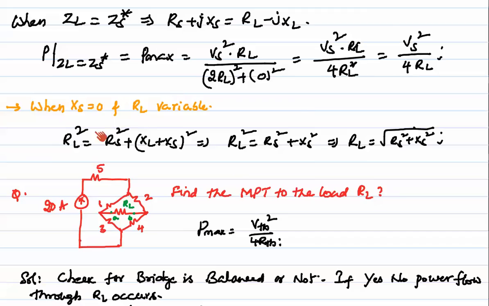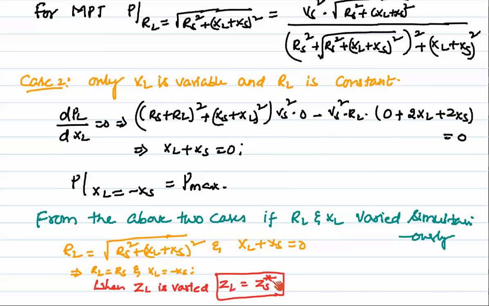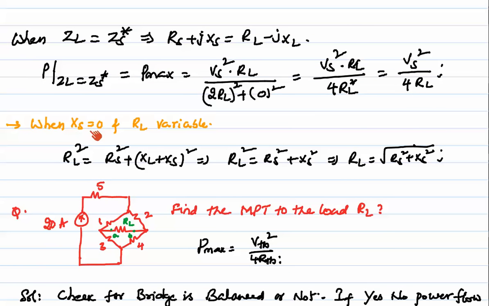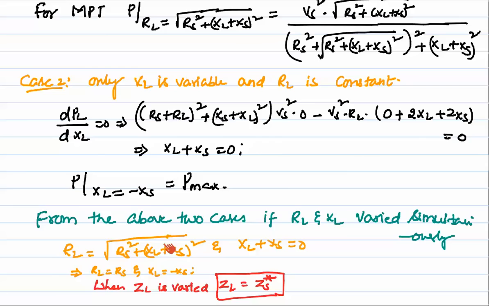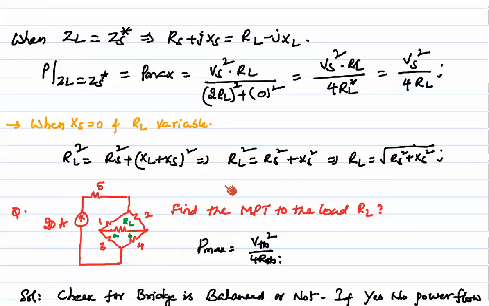Next, a special case. When XS is equal to 0 and RL is variable, just substitute this equation into this equation. That's it. The condition is XS equal to 0 and RL variable. So XS is 0, which means RL is equal to the square root of RS square plus XL square. That's what we got here.